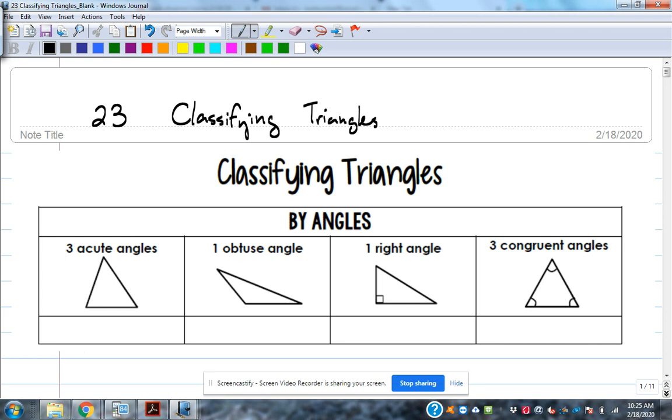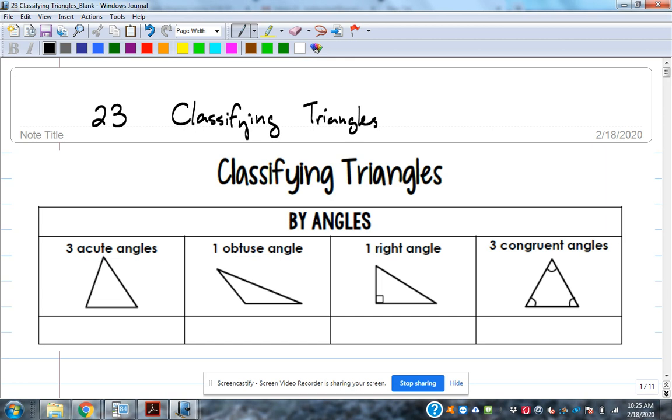All right, let's talk about classifying triangles first. 23rd lesson of the semester. So we've done quite a bit of stuff here. Still got a lot to go. So classifying triangles, all this stuff you should know already, so we're going to kind of move fast.